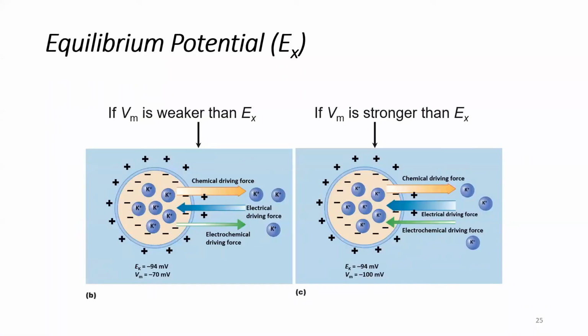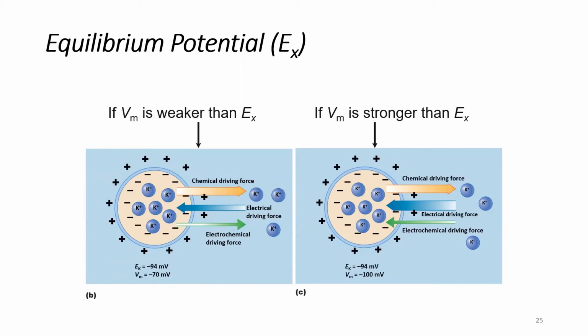Okay, so this illustration here summarizes that concept of determining the direction of the electrochemical driving force. So on the left, this is if the membrane potential is weaker than the equilibrium potential. And this is looking specifically at the ion potassium. So potassium is a positively charged ion, right? And so it has a higher concentration inside the cell and a lower concentration outside the cell. And that gives it a concentration gradient of higher in the cell, low outside, so a chemical driving force moving out of the cell.